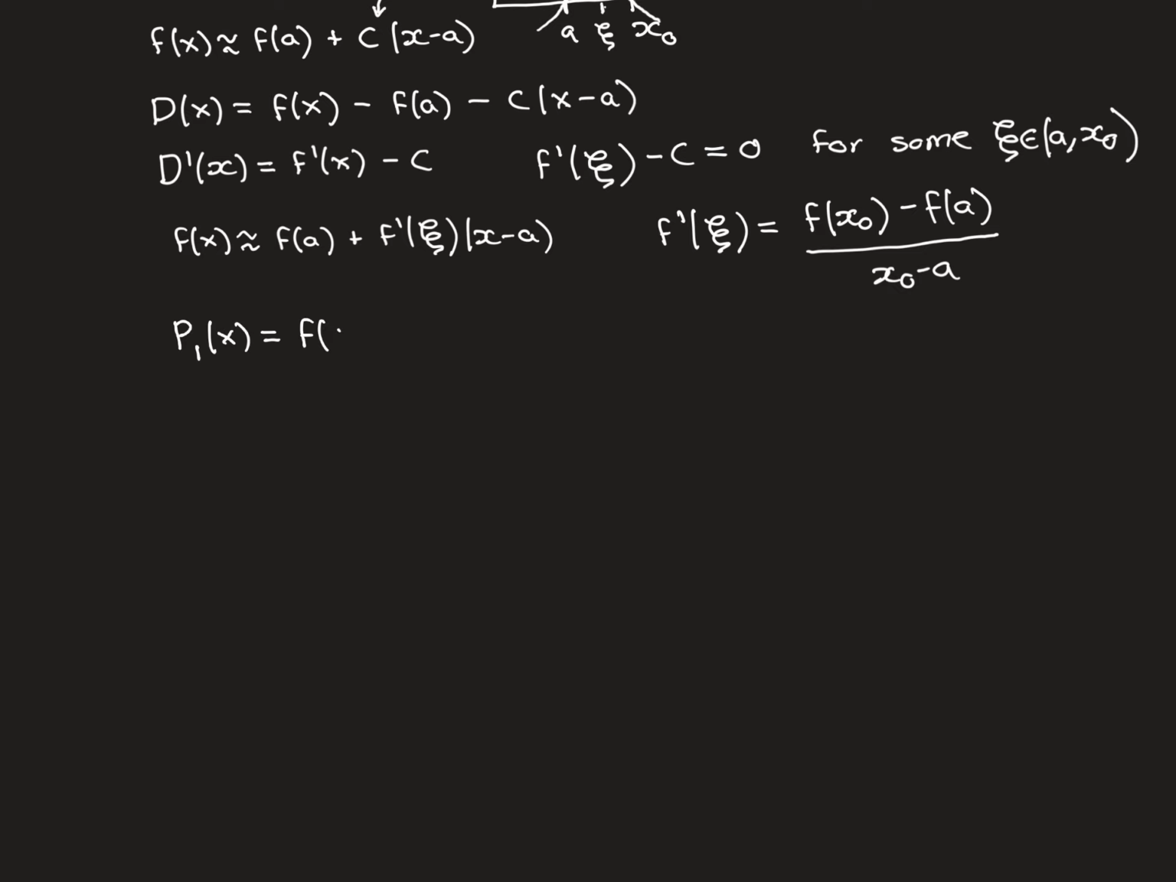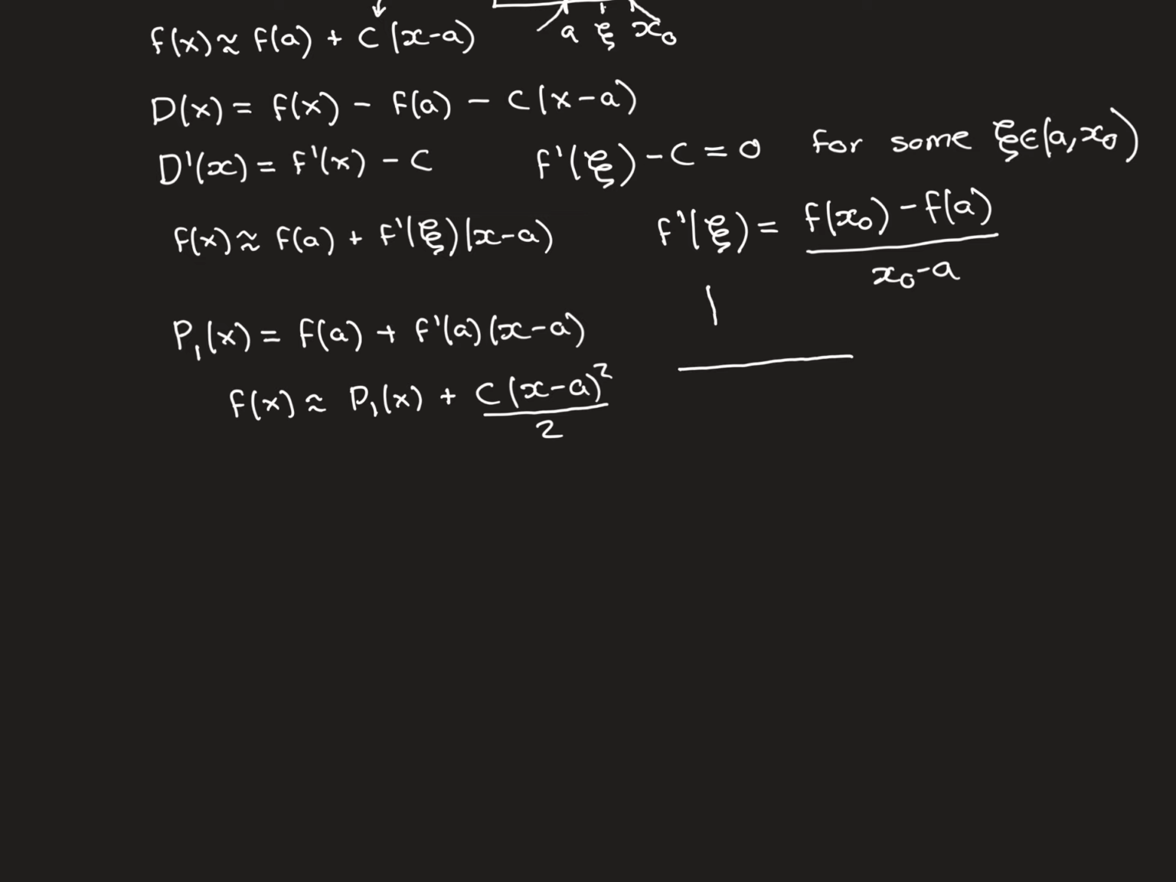So it's going to be f of a plus f prime of a times x minus a. So we're approximating our function f of x with this first degree Taylor polynomial. And now what we want to do is add on the next degree term. So we want to add c times (x minus a) squared over 2. And we want to do that in such a way that it makes the function correct at our x0 again.